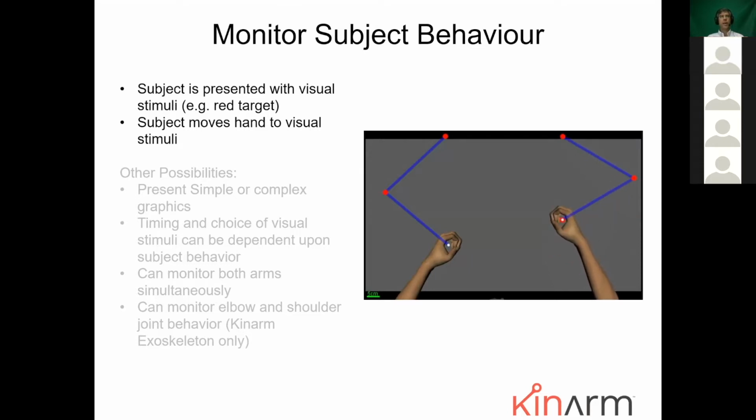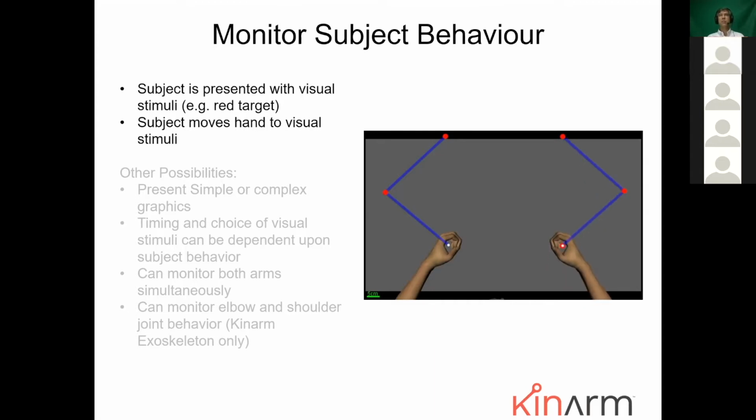The robot is not applying forces. The robot is not moving them. The robot is being moved by the subject. But because it's got motors and therefore it knows where it is, we can record where it moved. And since the subject is grasping the handle of the robot, that means we know what the subject's behavior is.